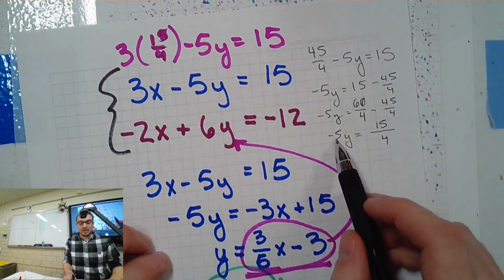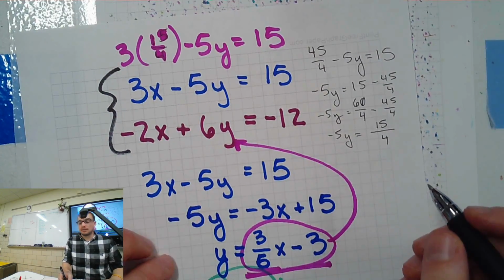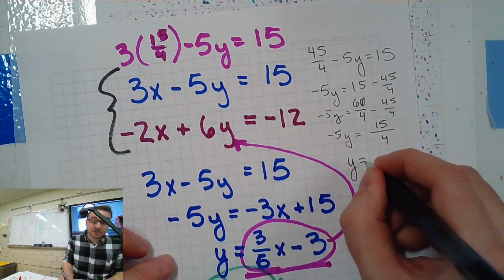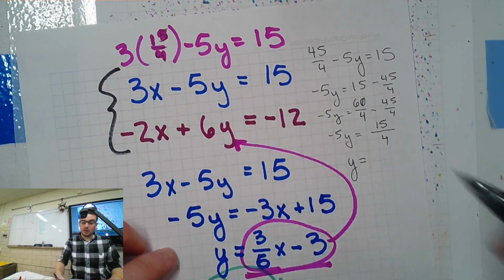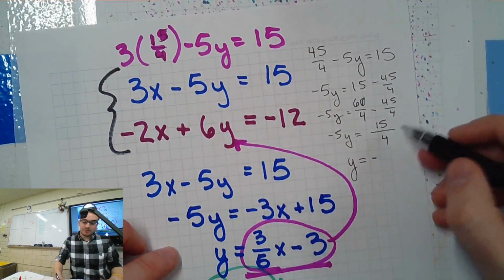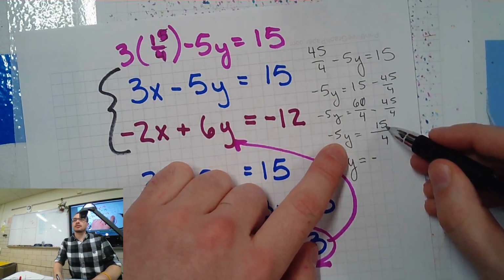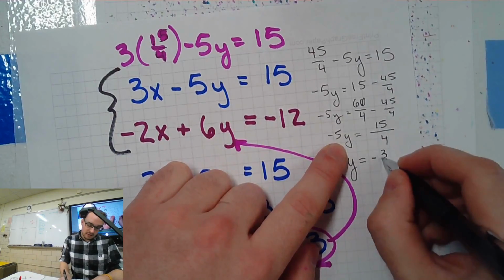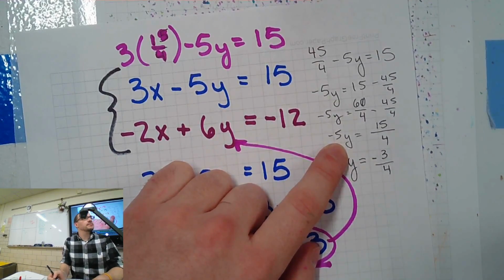Now, how do I separate the negative 5 from the y? Divide. It's okay. Think about it. First of all, we have a positive number divided by a negative, so it's going to be? Negative. What's 15 divided by negative 5? 3. Negative. And then we divide it by 4, right?